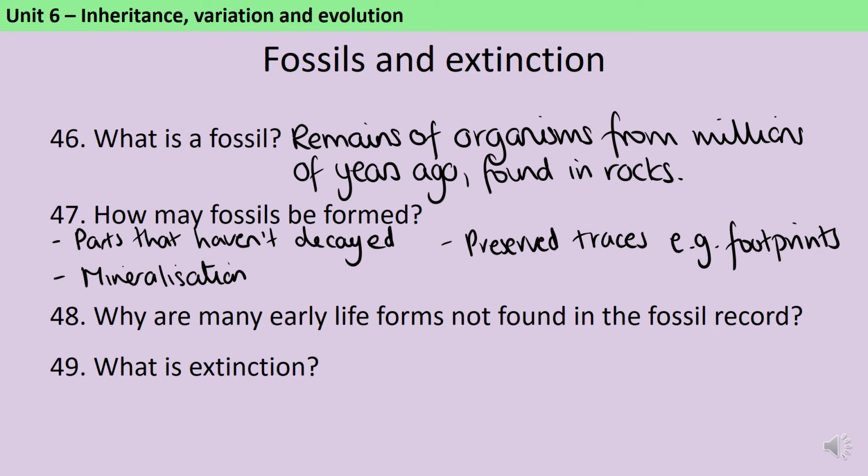The early life forms that evolved on Earth were soft-bodied, and therefore they tended to decay very easily because there weren't bones and things to be left behind that would take a longer period of time to decay, and therefore they're just not found in the fossil record. Extinction happens when all of the individuals of a particular species have all died out, so there's no possibility of that species ever coming back.